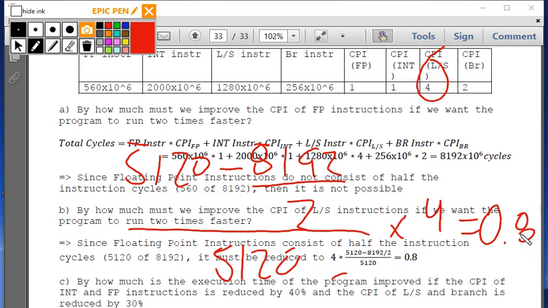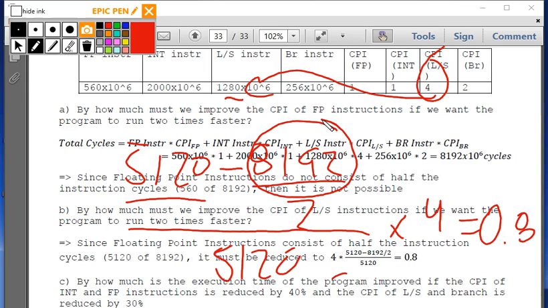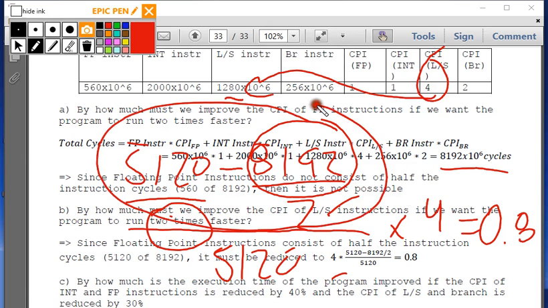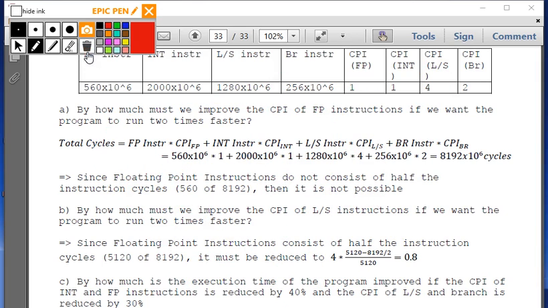Does everybody understand how I came up with this equation here? 5120 is 1280 times 4. 8192 is the total number of cycles that we calculated in part A. Divide by 2 because we want the speed up of 2 times faster. And so now I have my new clock cycles. Then to obtain speed up, I get my old clock cycles. So now I have cycles, and then I have my CPI. So then I'm able to figure all that out.